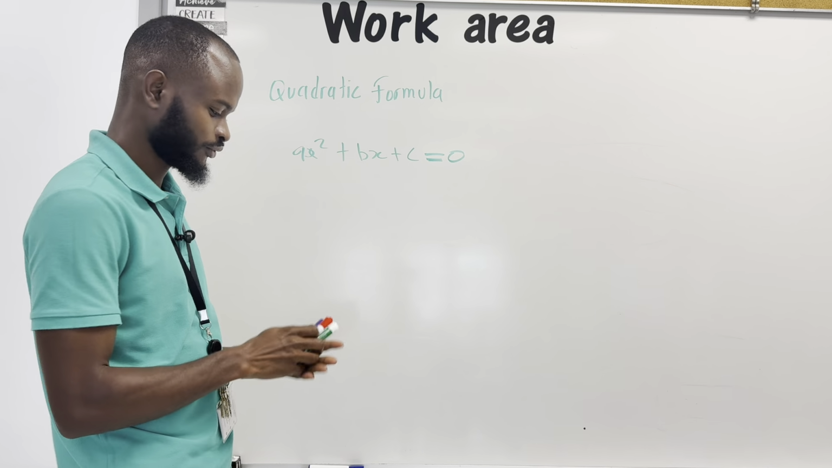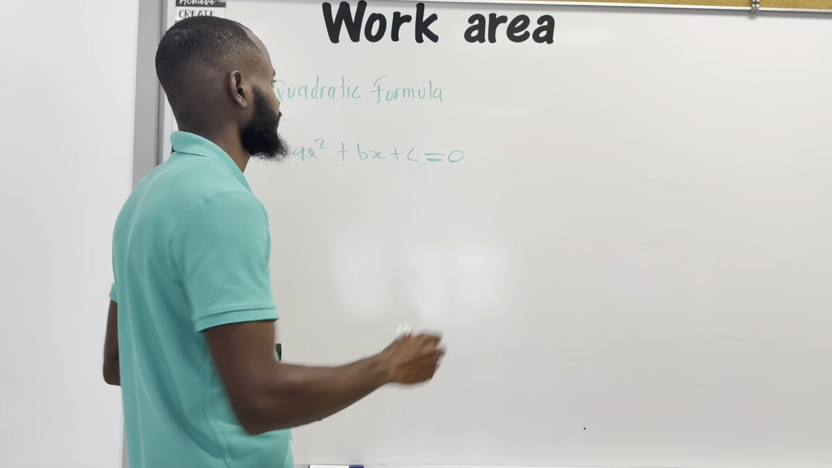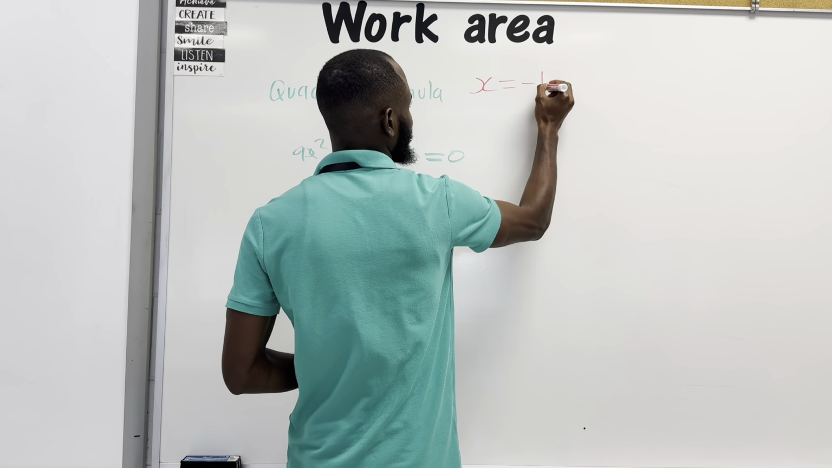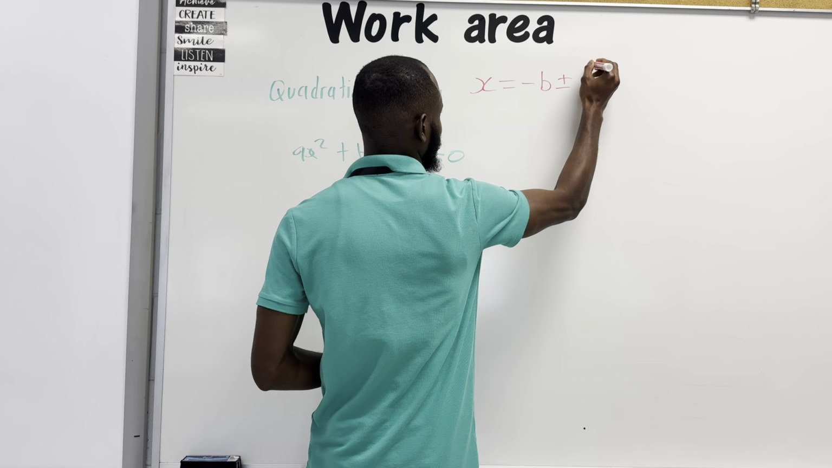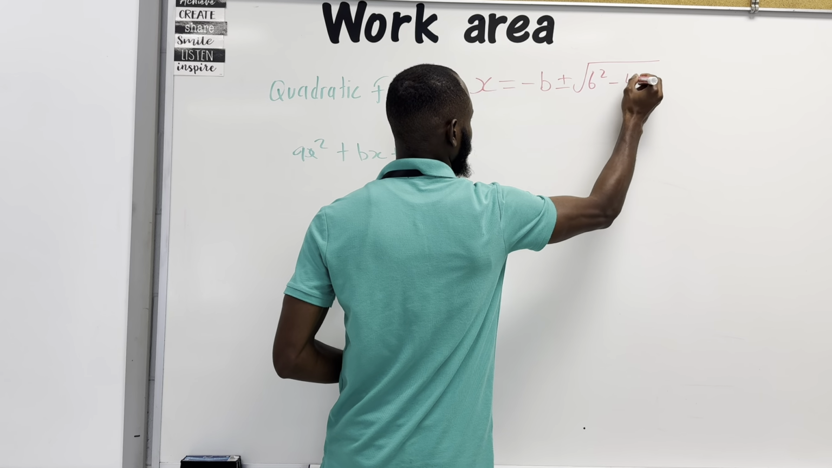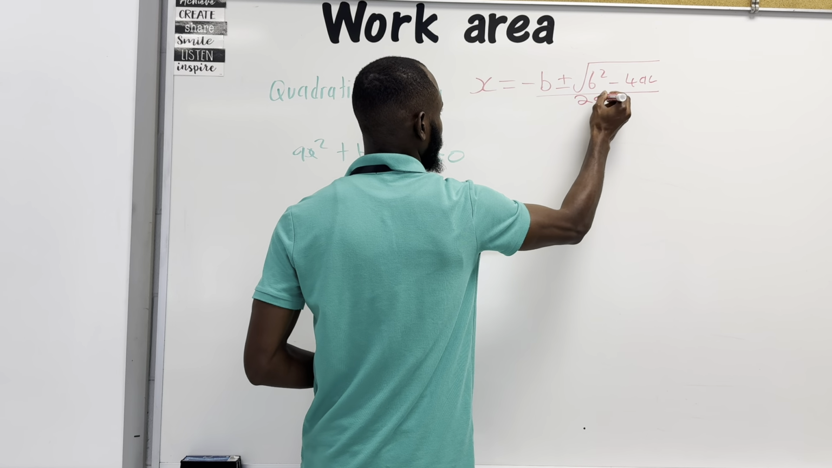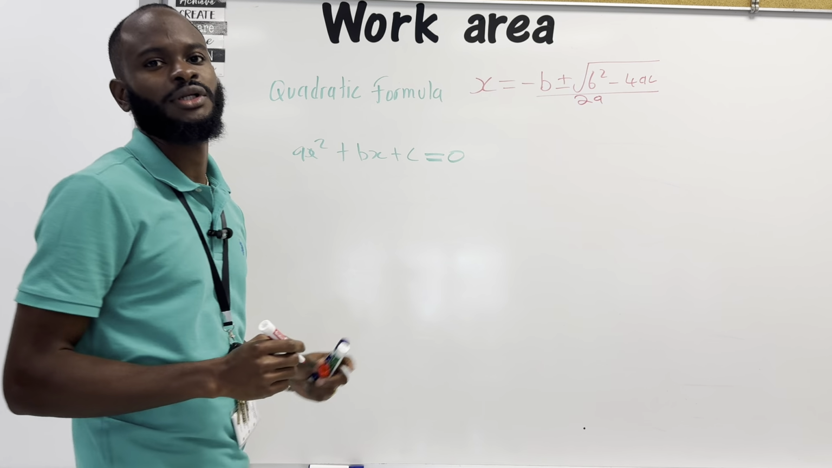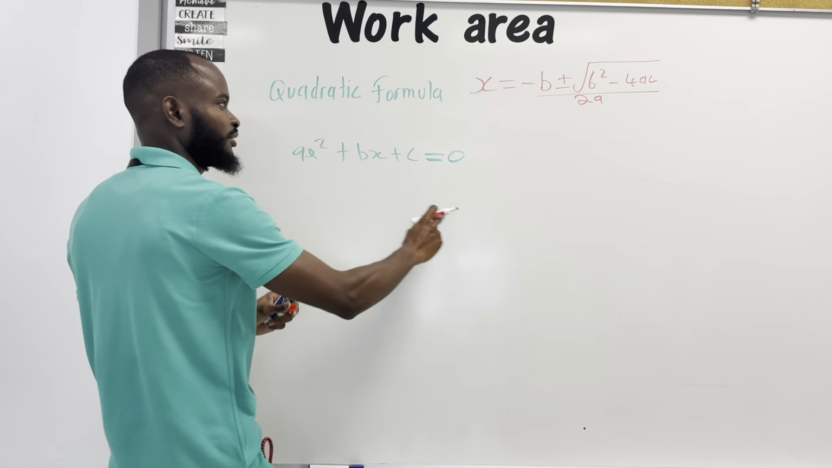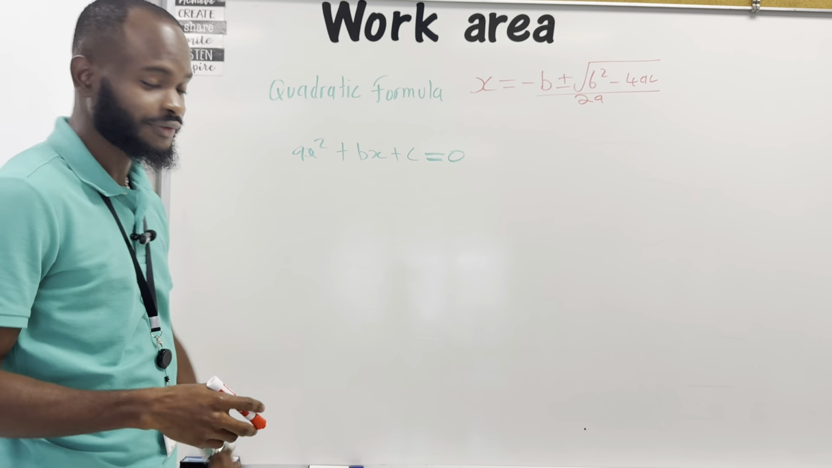We want to prove what I'm going to write up in this corner right here. I'm going to write the quadratic formula, which is x is equal to negative b plus or minus the square root of b squared minus 4ac all over 2a. That's the quadratic formula. That is what we want to prove. So we're going to move from this to that. And I'm going to show you every step of the way.